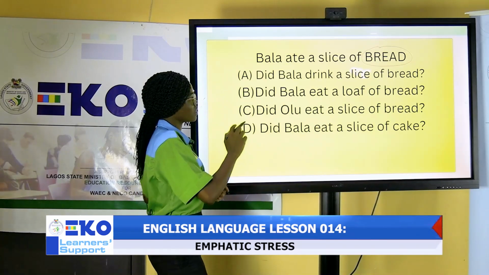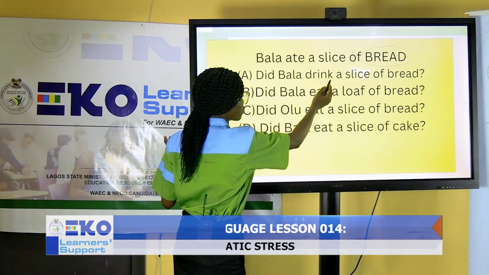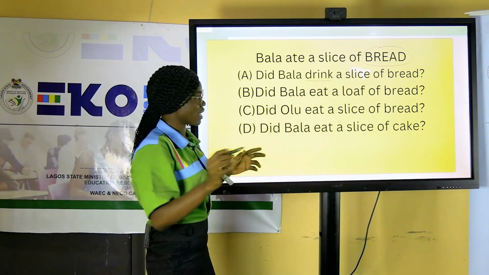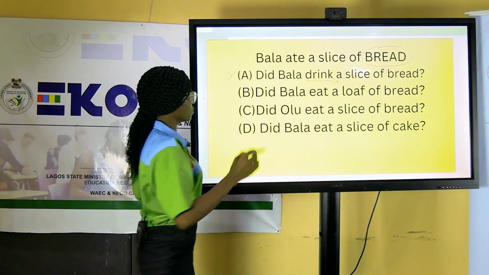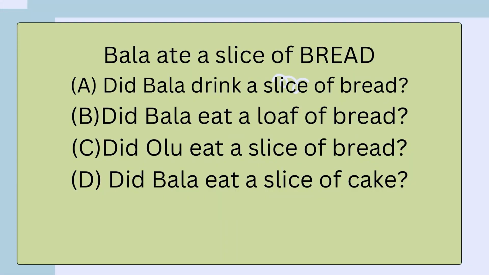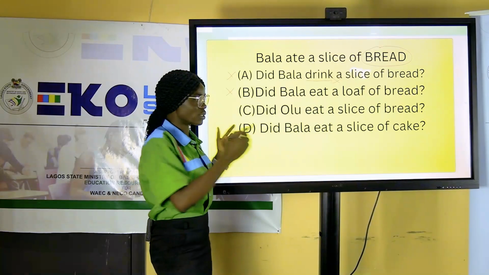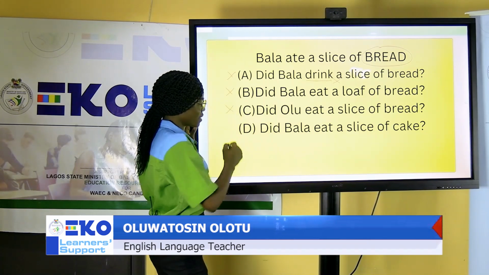So look at the first one. It says, did Bala drink a slice of bread? Our attention is not on drink. So that is not the answer because our attention is on bread. So we eliminate the first option. Look at the second option. Did Bala eat a loaf of bread? Our emphasis is not on loaf, neither is it on eat, but the emphasis is on bread, don't forget. So B is not the answer. Did Olu eat a slice of bread? Our emphasis is not on the name of the person, but on bread. So C is not the correct answer.